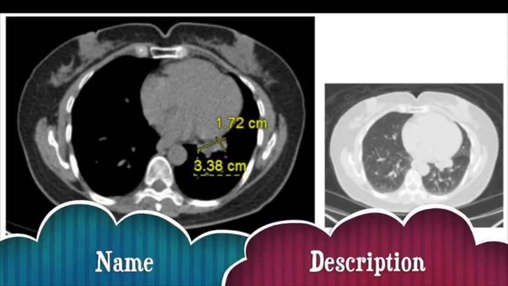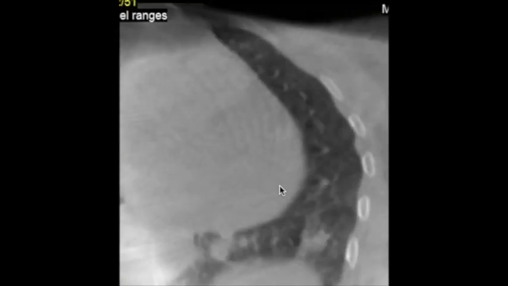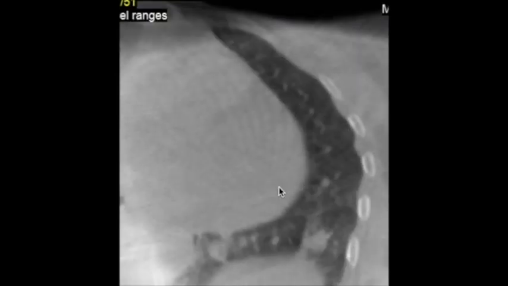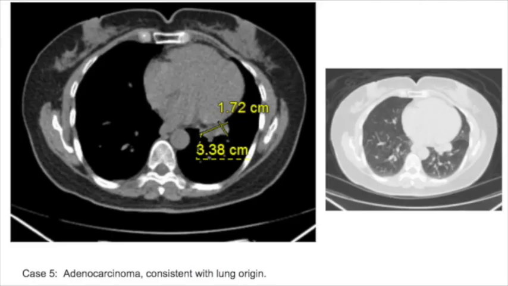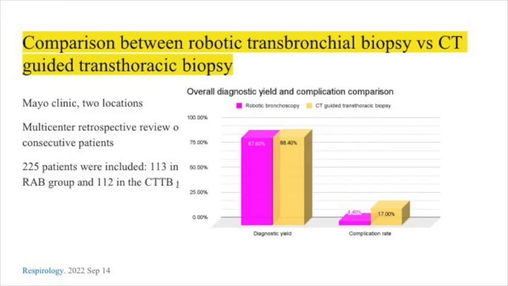The last example is a nodule that's very close to the pericardium as well. It's a fairly large size, but this location would make it impossible for transthoracic biopsy. And we were able to get the needle into the lesion. This turned out to be adenocarcinoma consistent with lung origin.